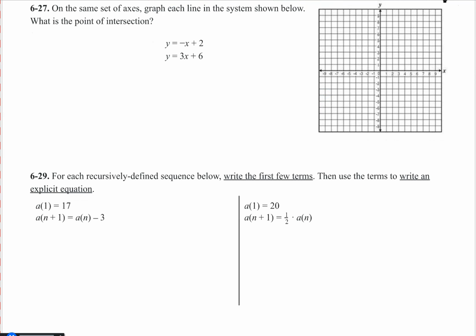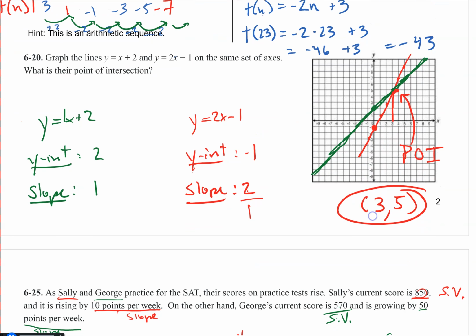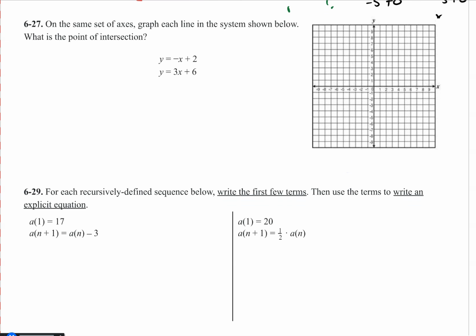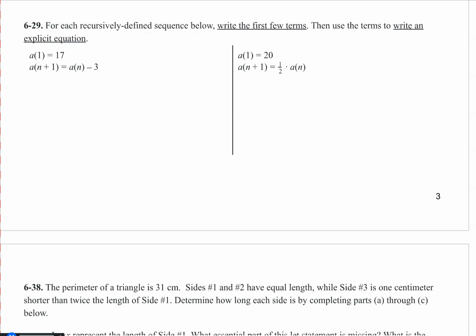Okay, for 627, I did this one above on 6-20. So you can just watch the video for 6-20, and it's the same problem with two different lines. So that'll help you with that. Let's skip to 629. For each recursively defined sequence, write the first few terms. Then you're going to use terms to write an explicit equation.